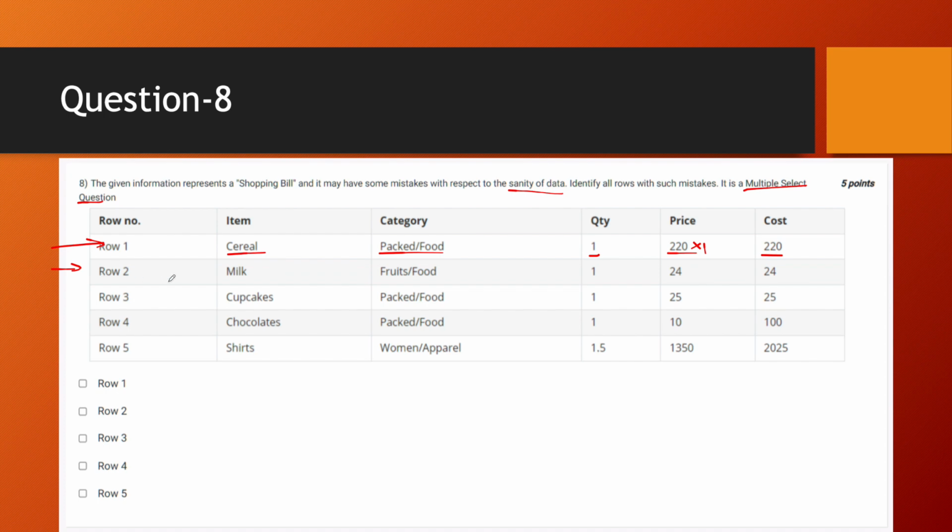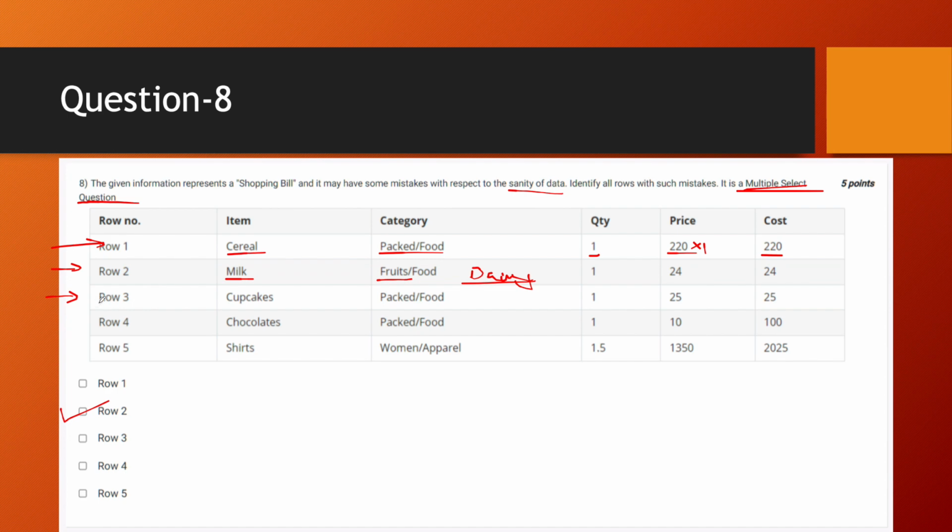Moving over to row 2, you see that you have the item as milk, but here it has been put in the category of fruits, which makes it wrong, because as we all know, milk falls under the category of dairy. So this row is the first row that has an error in it. Row 2 is the first row with an error, but again this is a multiple select question, which means that you have to look for more errors if there are any.